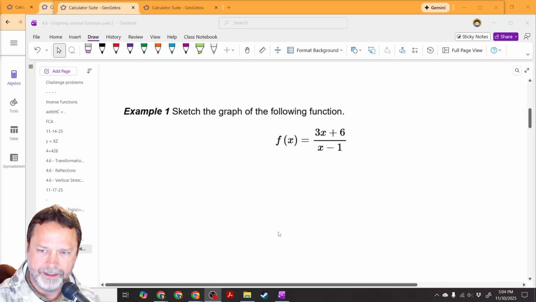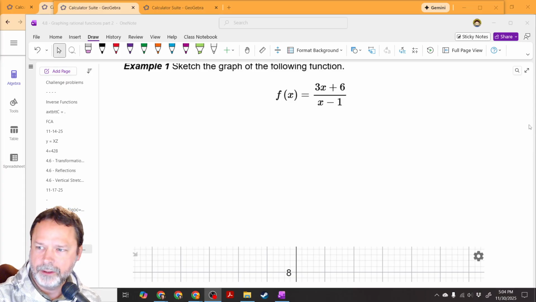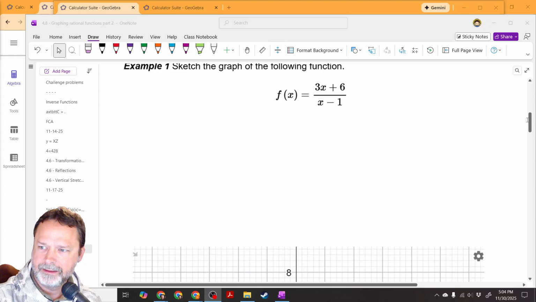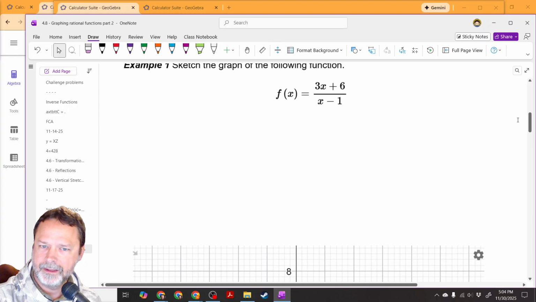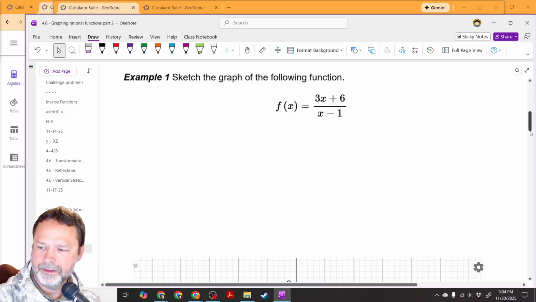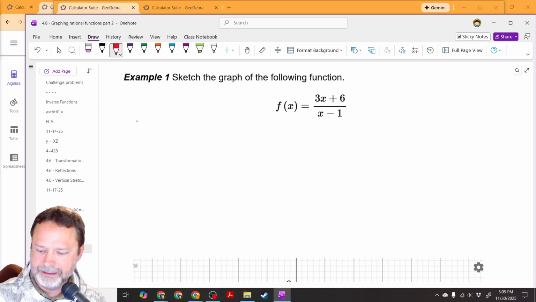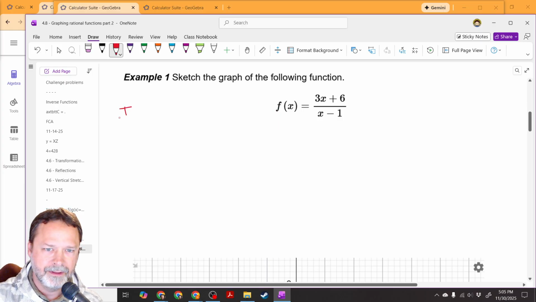So let's do one. Sketch the graph of the following function. Look at this guy. So let's go through all those steps. Okay, I'm ready. I'm excited here. We're going to do so good. So first off, intercepts. I guess we could find those. Intercepts are boring. We've been doing those forever.